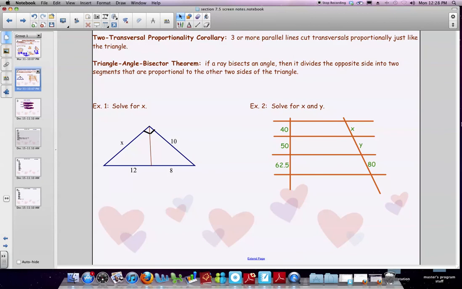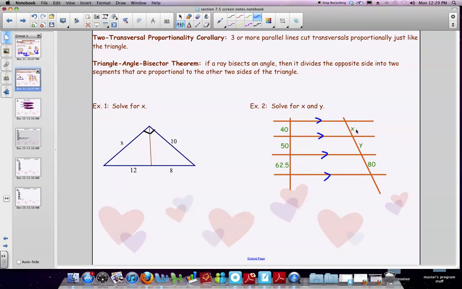There's a corollary that goes along with the side-splitting theorem. It says if there's a whole bunch of lines that are parallel, and you split a triangle or a trapezoid or any other shape for that matter, as long as your lines are parallel, the ratio of the top to the middle or the top to the bottom or whatever has to be the same on both sides.